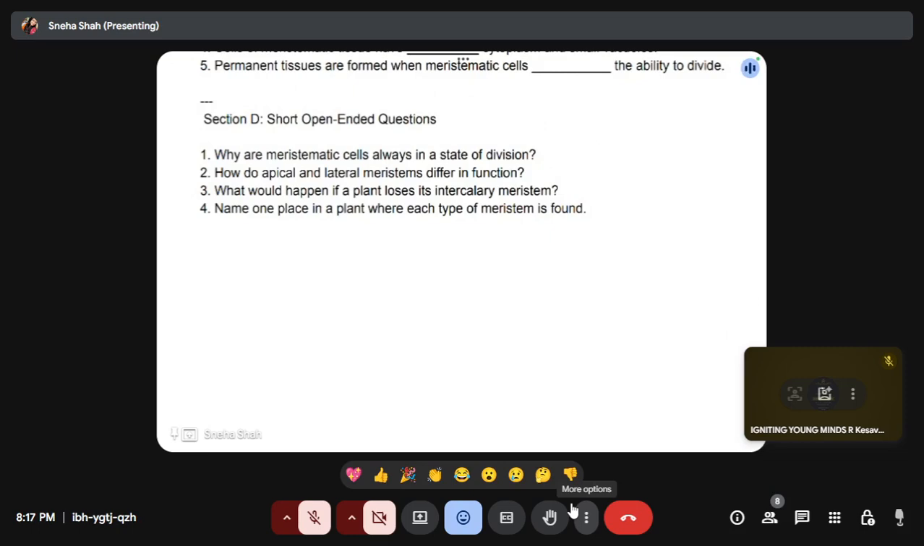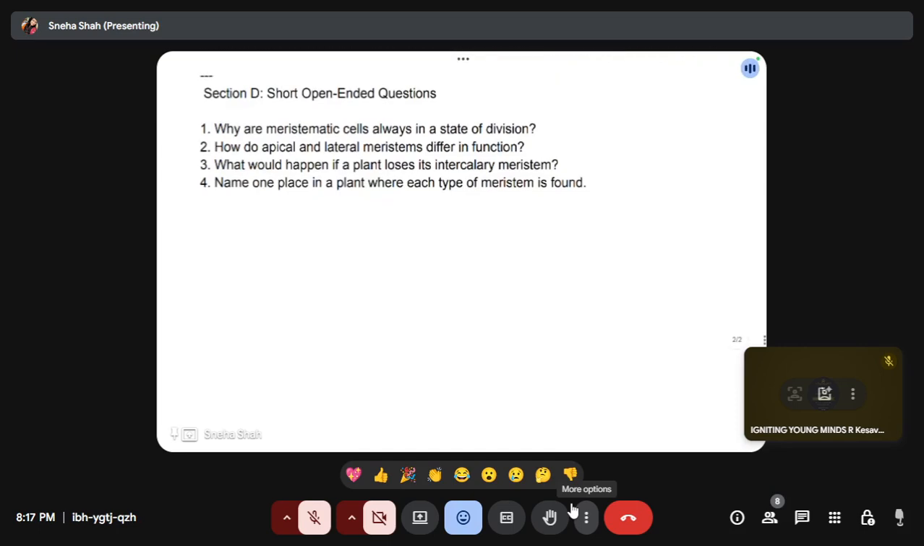How do apical and lateral meristem differ in function? Apical is responsible for the growth at the tips and increasing the length. We call it frontal growth. Please don't forget to mention the type of growth we are talking about. And lateral is responsible for the growth in thickness or girth, that is secondary growth in plants.